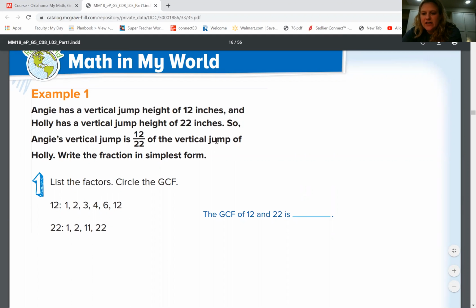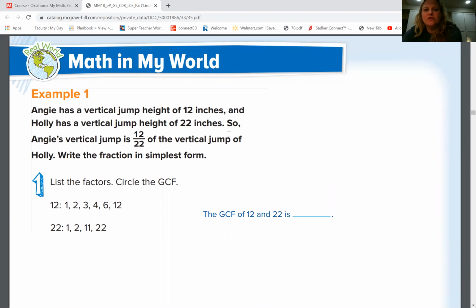We've been talking the last several days about finding a greatest common factor of 2 or 3 or more numbers. And you might wonder why you would ever want to know that. And the answer is it's very helpful when you start trying to put items in simplest form. So when you have a fraction and you're asked to put it in simplest form, knowing how to find the greatest common factor makes that process easier. So let's jump right in.